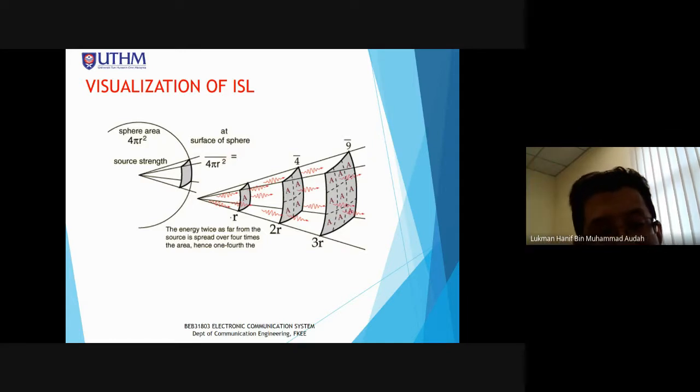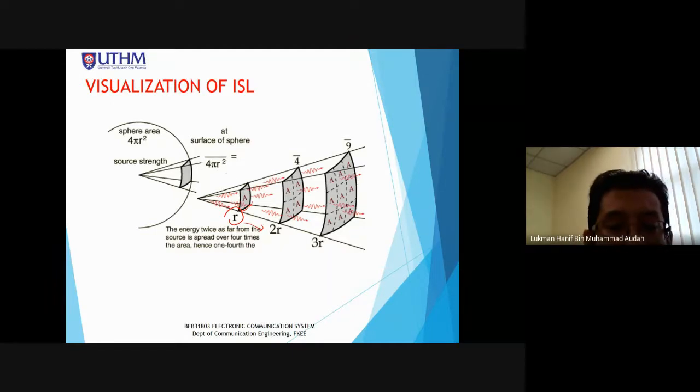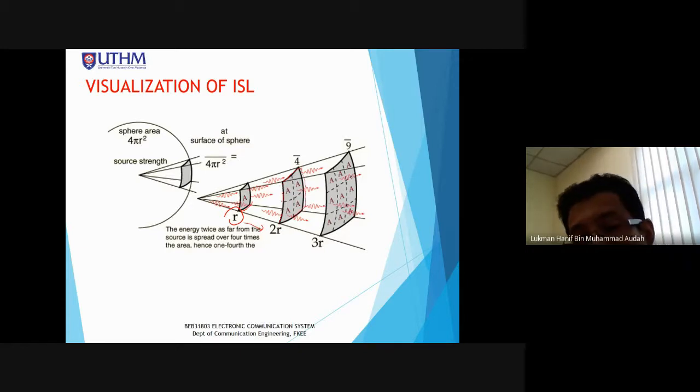So you see that at distance R, the surface area is smaller, drawn smaller. Whereas at a distance of 2R, this denominator becomes 4R². So the power that we transmit needs to be distributed over a larger surface area. And if we go further, 3R, then this denominator becomes 9R², 9R².